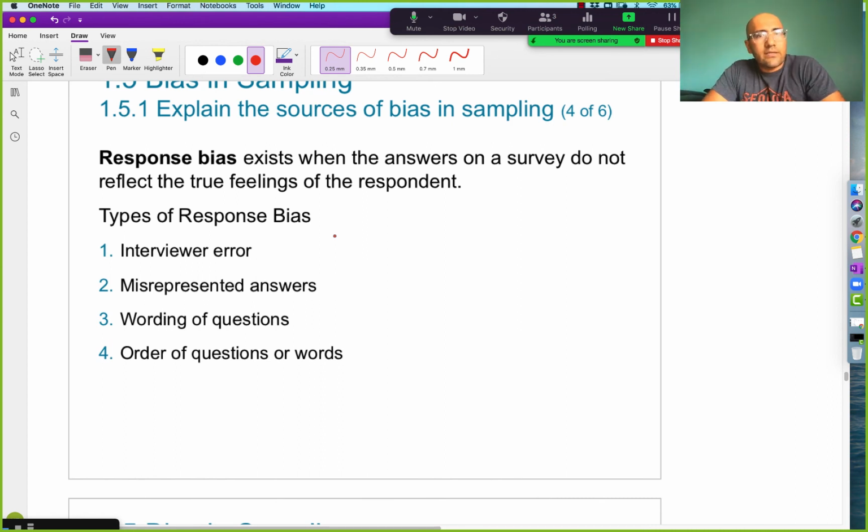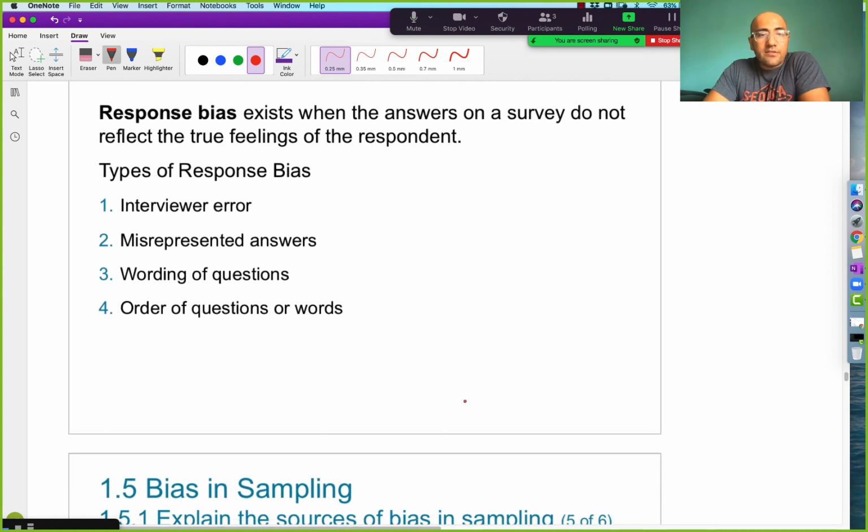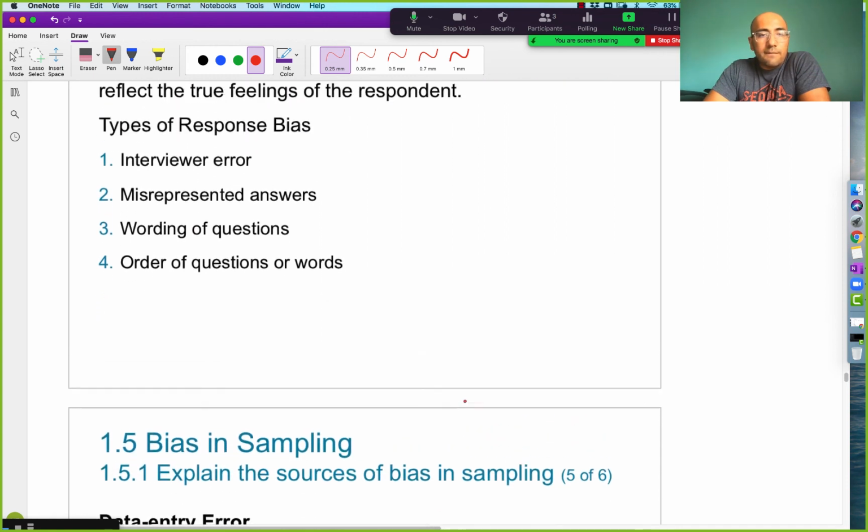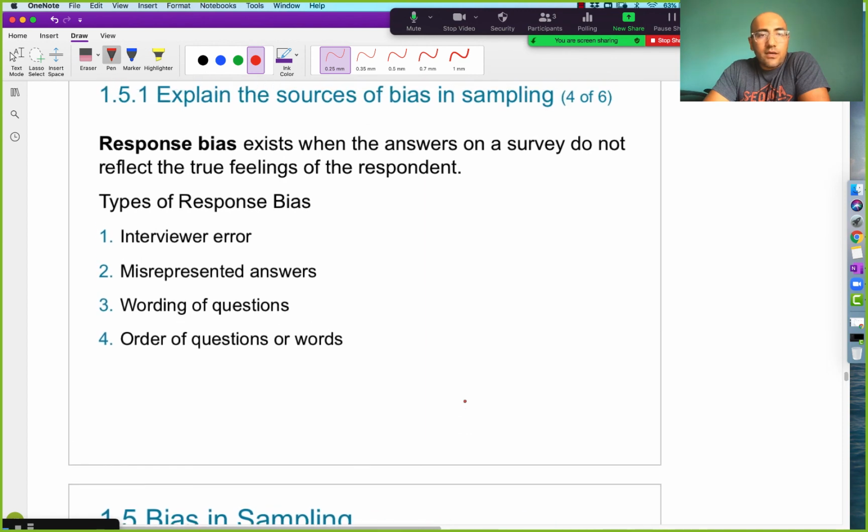Now you might think twice, like, maybe we shouldn't be, maybe we should, I don't know. It might impact your results. So in one way or another, the order in which questions are asked might make a difference, right? So these are different ways in which a response bias might occur.